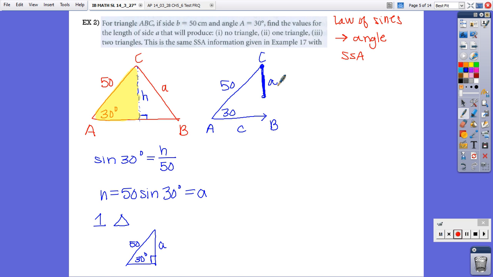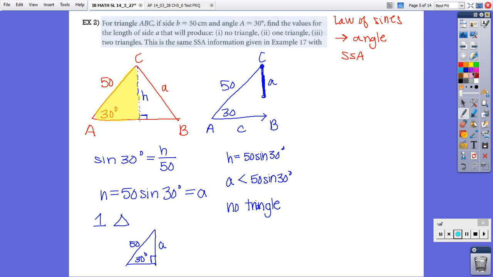So remember that the height is equal to 50 sine of 30 degrees. So if your A is too short, it means it's shorter than the height. So that's how we could potentially have no triangle. I forgot my A. Okay?